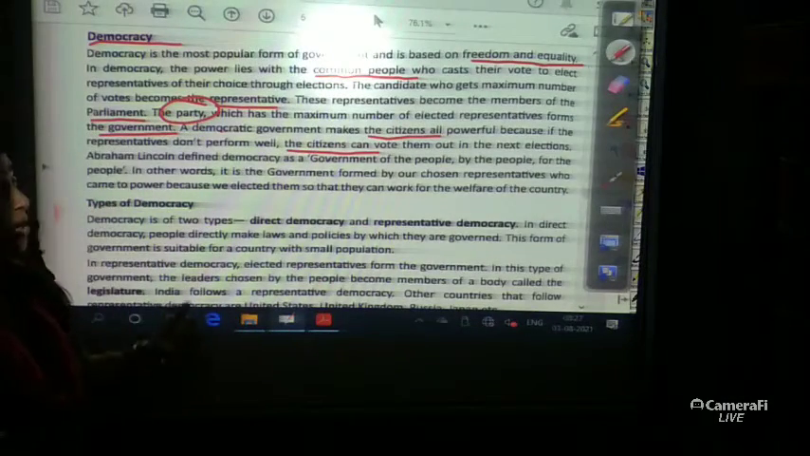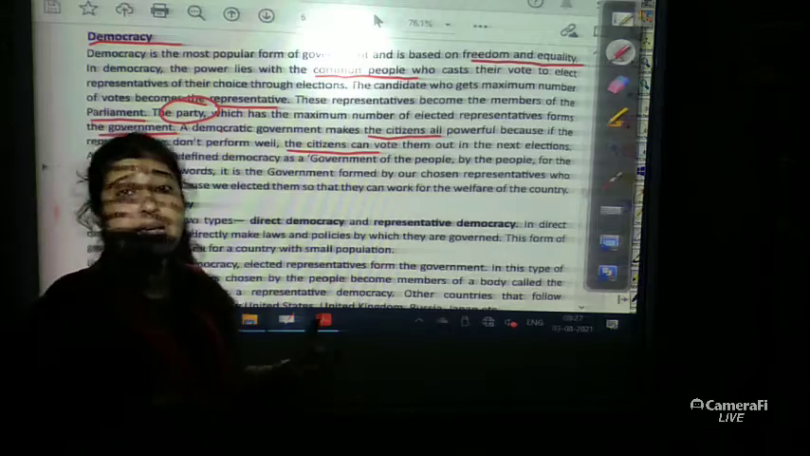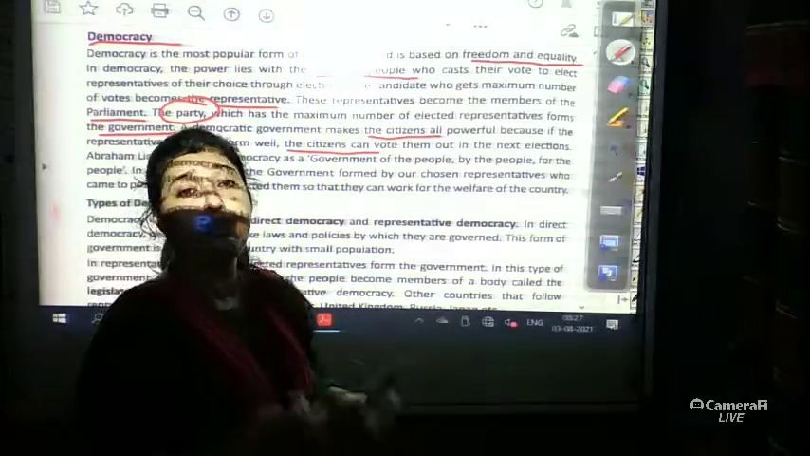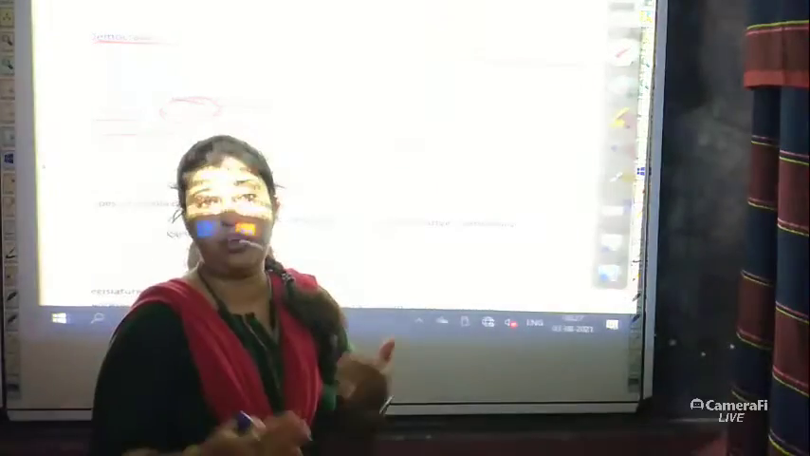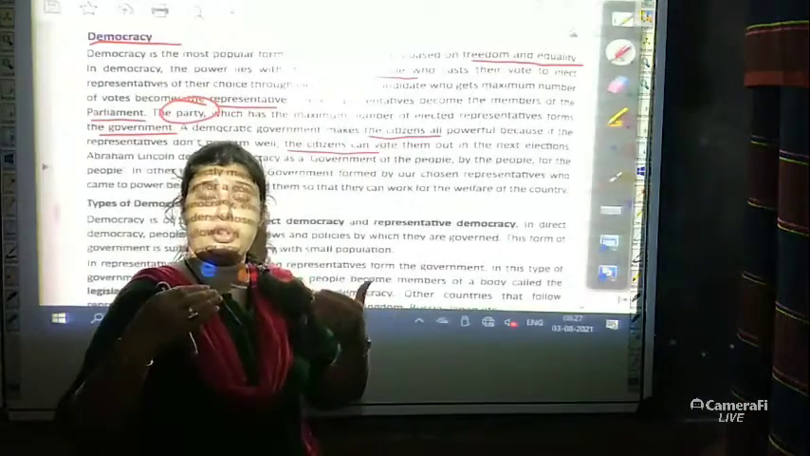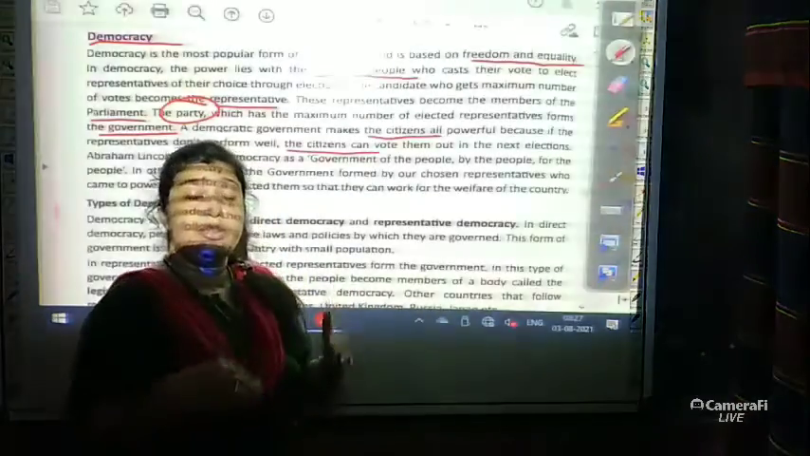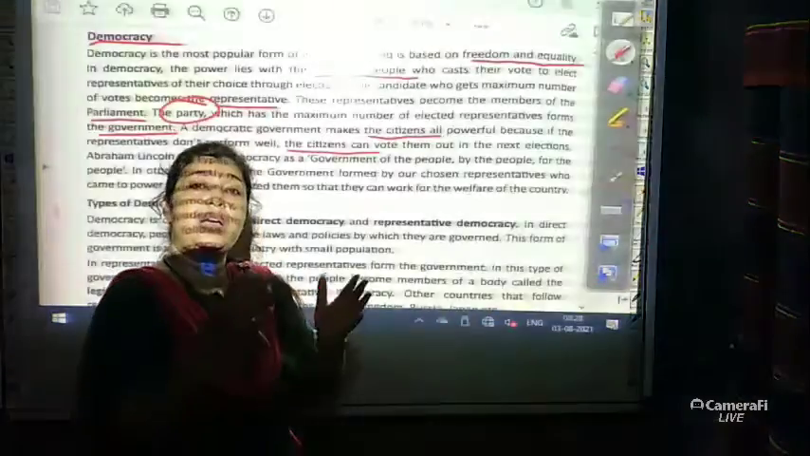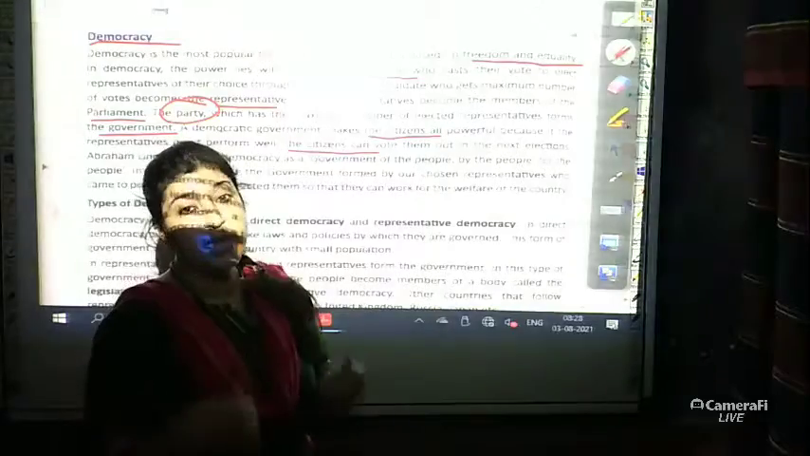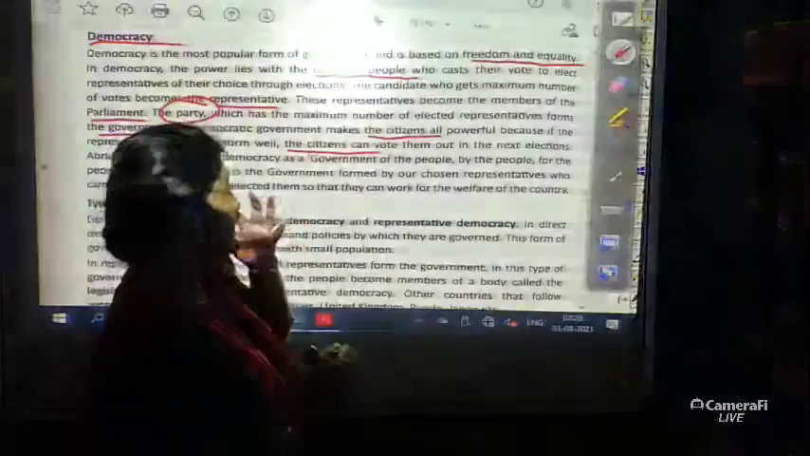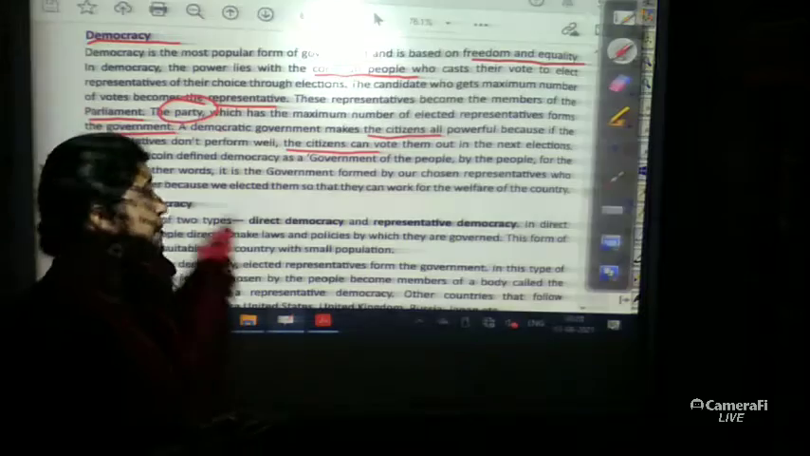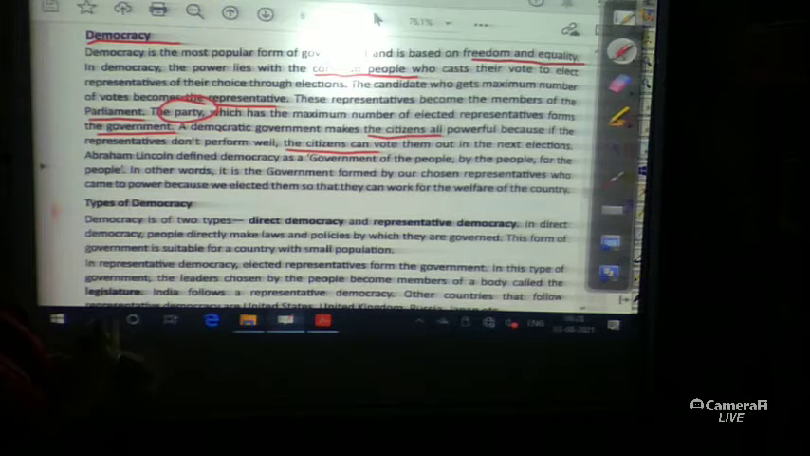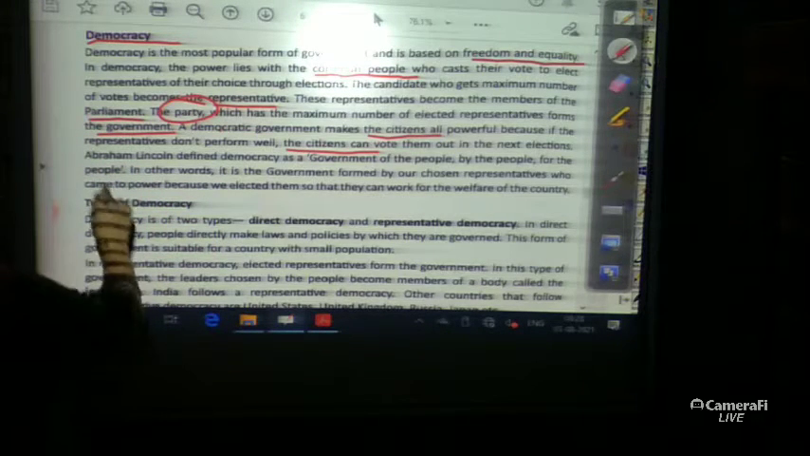Yes, all power is vested in the hands of the people, because if the representative chosen by us does not work properly for the common people, then once again when the election comes, we can vote them out in the next election.